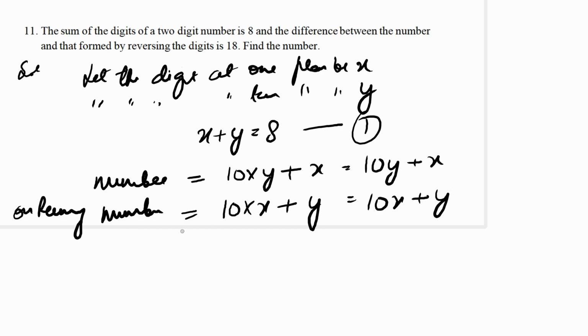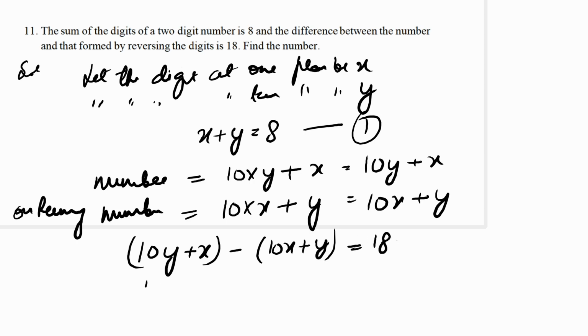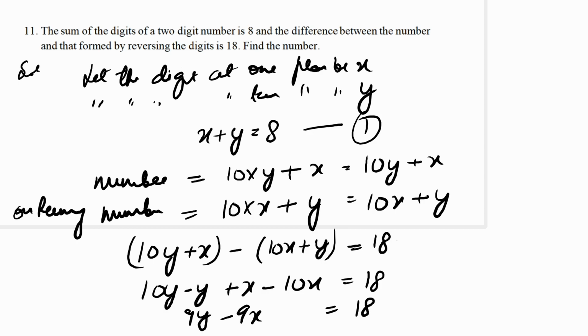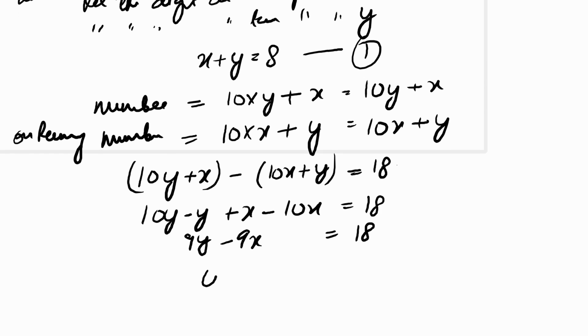What is the difference they have told over here? The difference between the number and that formed by reversing the digits is 18. So this will become 10y plus x minus 10x minus y is equal to 18. 9y minus 9x is equal to 18. So y minus x is equal to 2. We will add equation 1 and 2.